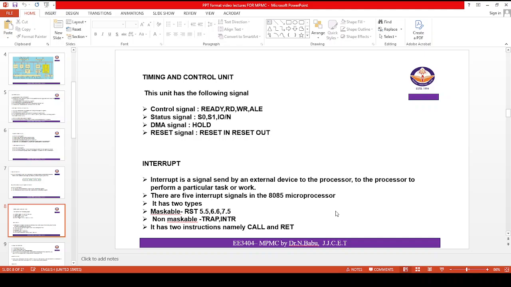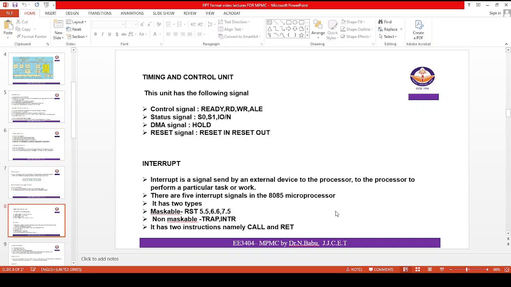How is the service provided? With priority. If 5 interrupt signals, RST 7.5, 6.5, 5.5, INTR and TRAP, arrive at the processor at a time, how do we provide service for all the interrupts? Only on a priority basis. The priority is already programmed. TRAP is the highest priority interrupt. Subsequently come RST 7.5, 6.5, 5.5, and the final one is INTR, which is the lowest priority interrupt.